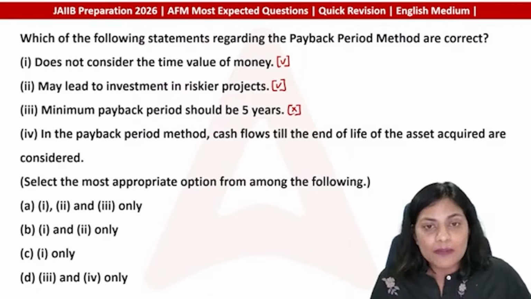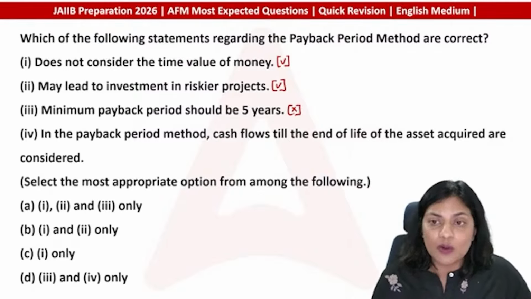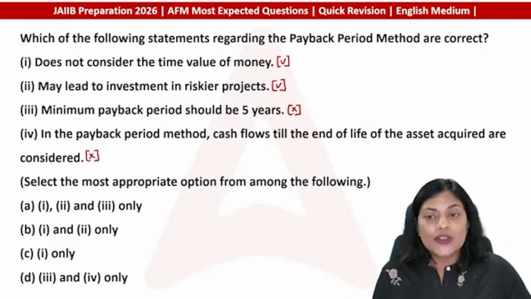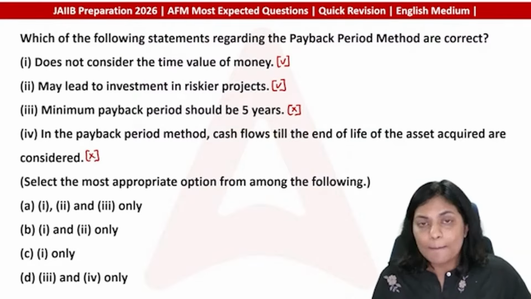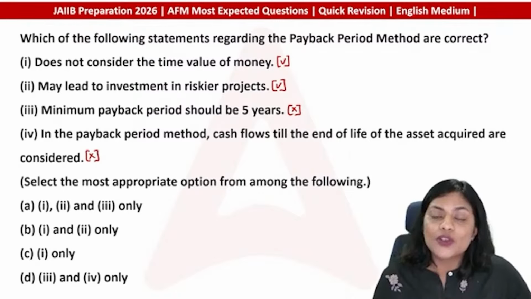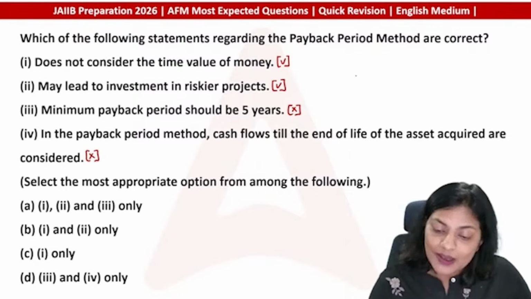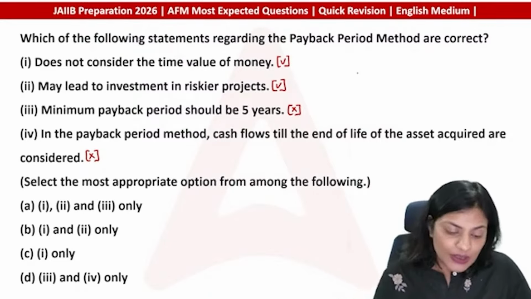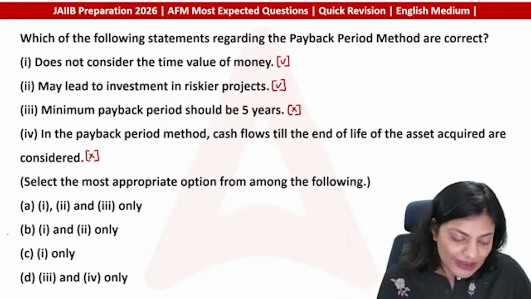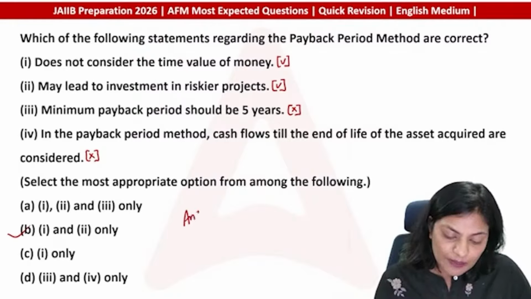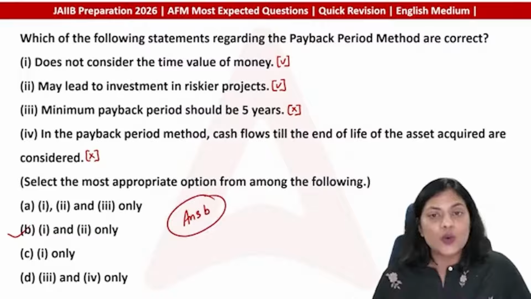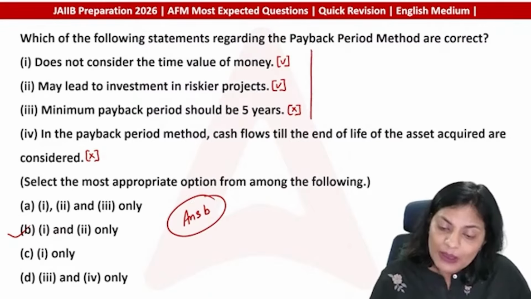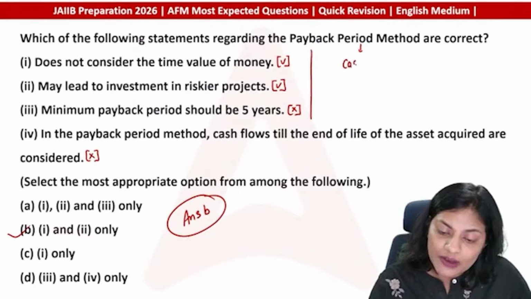In the payback period method, cash flows till the end of the asset are required to be considered. No, the cash flows are only needed till you are able to recover the cost of the asset. See, payback method specifically focuses on paying back, right? How much time it would take to recover the cost of the asset. So that is why this is wrong. And the right answer will be option number B, that is 1 and 2 are only correct, the other statements are wrong. Now, payback period method is a cash flow centric method.